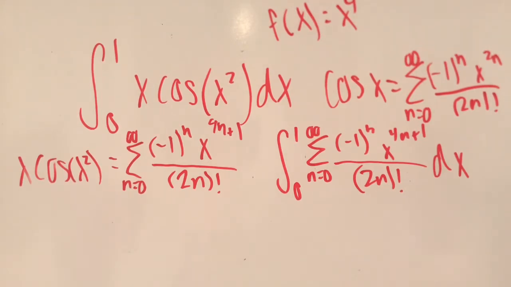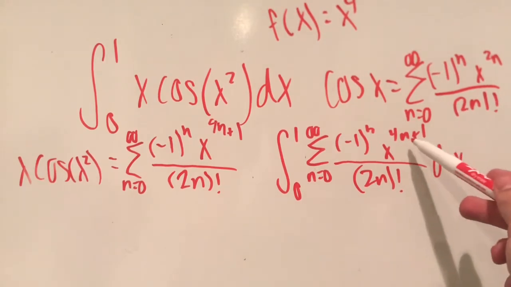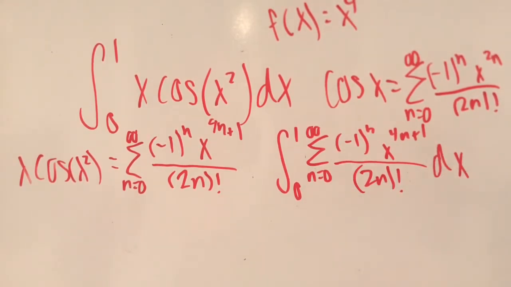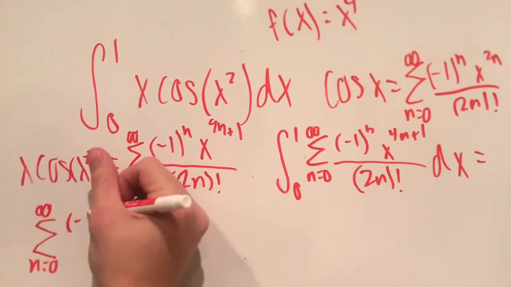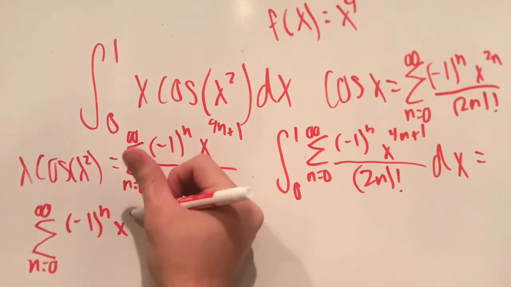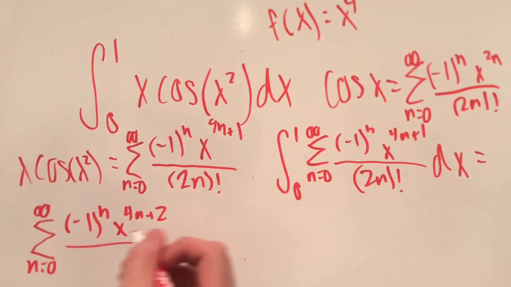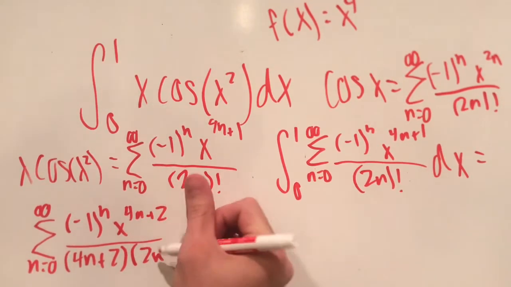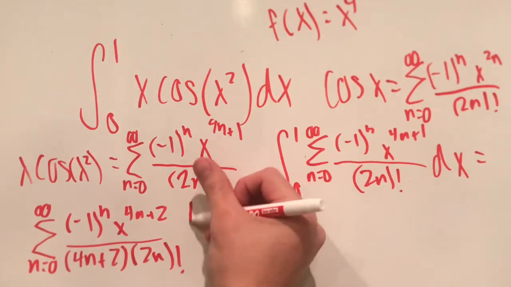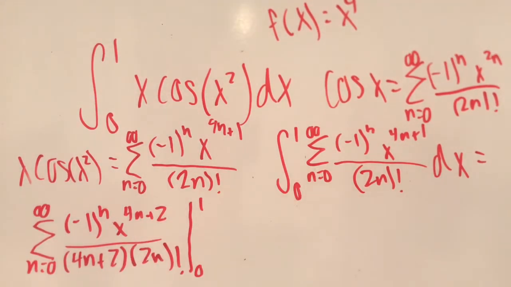It'll be simple as that. So what it's going to be is this exponent up here, you're going to add 1 and then divide by the new exponent. So this is going to equal the summation from n equals 0 to infinity of -1 to the n times x to the 4n plus 2 all divided by 4n plus 2 times 2n factorial, evaluated at 0 and 1. Wow, that is much easier than you thought it would be, right? Now let's actually get to solving this by hand.